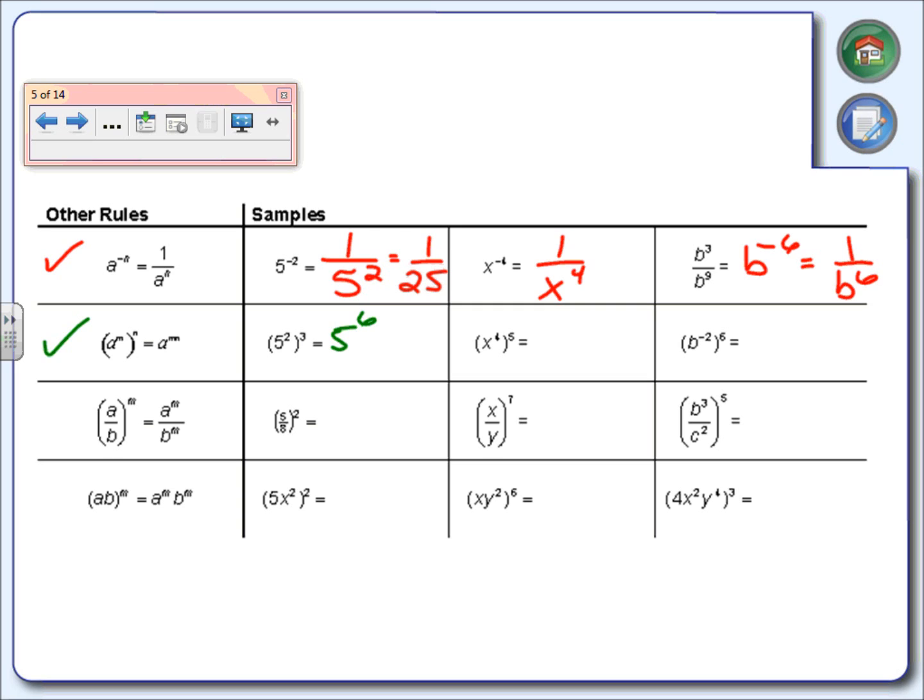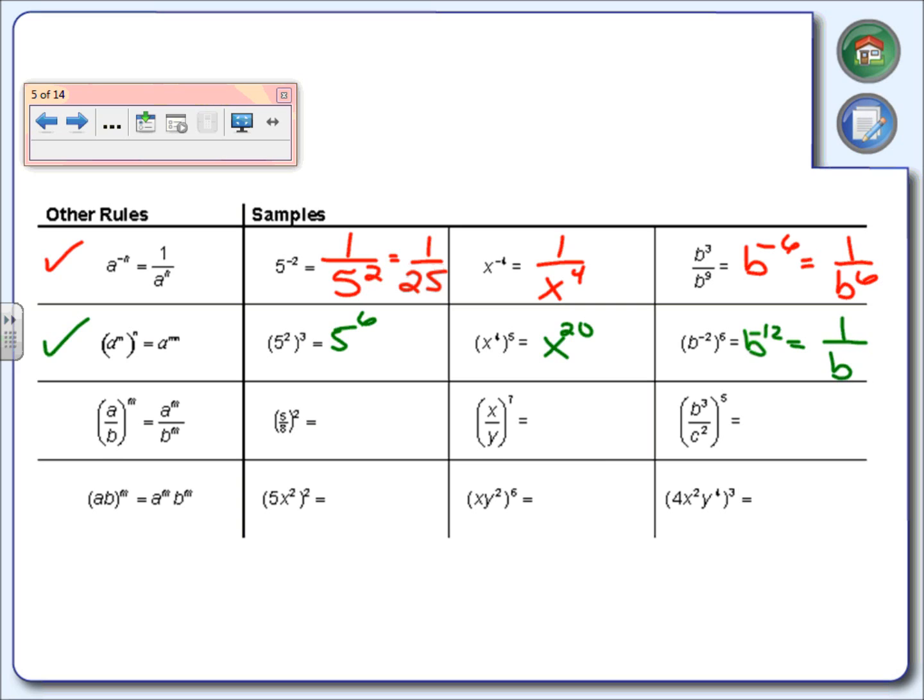Next one, we've got x to the 4th to the 5th power. We multiply those 2 exponents together, we end up with x to the 20th power. All we're doing is multiplying the exponents. And then that last one over there, if I use that same rule, multiply the exponents together, negative 2 times 6. Negative 2 times 6 would be a negative 12. Can I stop there? No. How do you fix it?